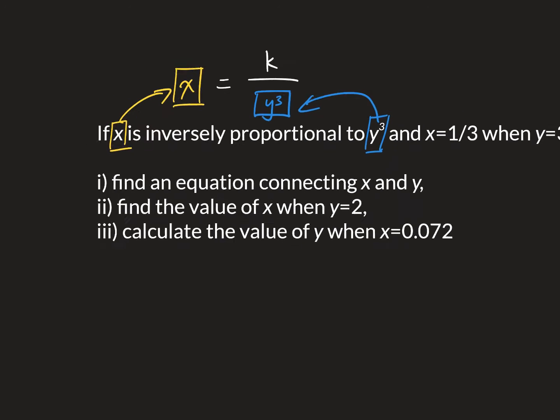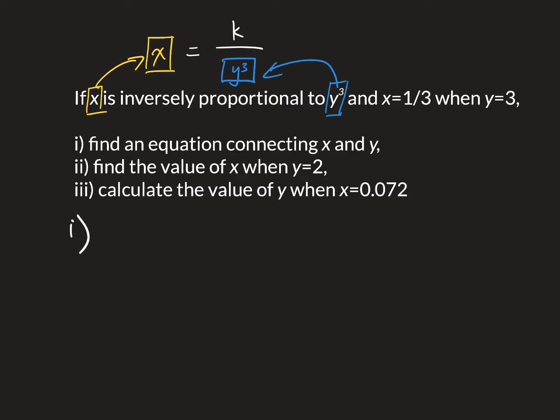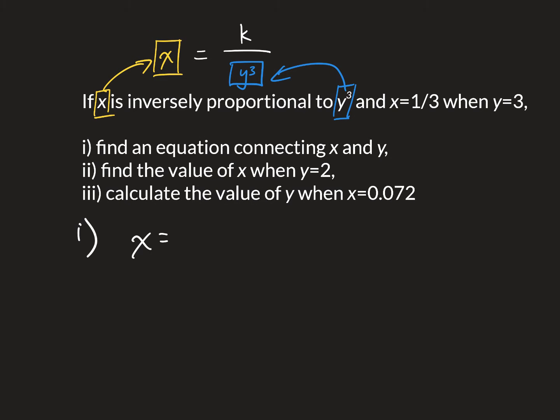Okay, let's carry on. X equals 1/3 when y equals 3. And then the following questions are very similar. Find an equation, find the value of x given y, and calculate the value of y given x. So let's find the equation first for part i. X is 1/3 when y is 3. So we have this relationship from the first line, and then x is 1/3 when y is 3.